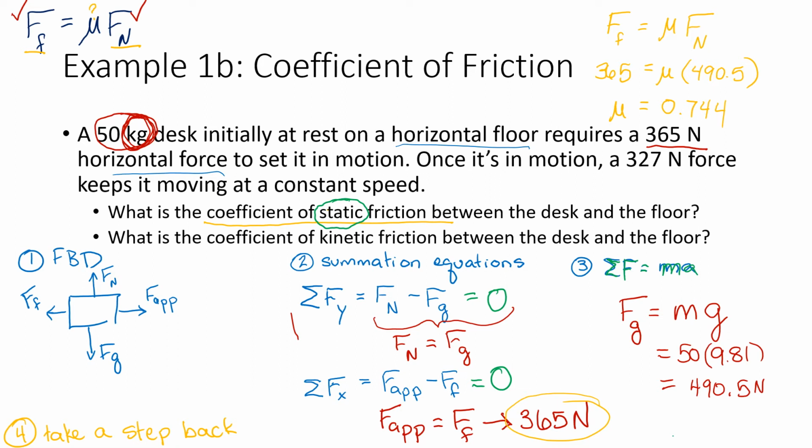If you go back and solve this one later, so if you're going back later and trying to solve for the coefficient of friction, your answer will be 0.667. So if you want to write that down, save it for later.